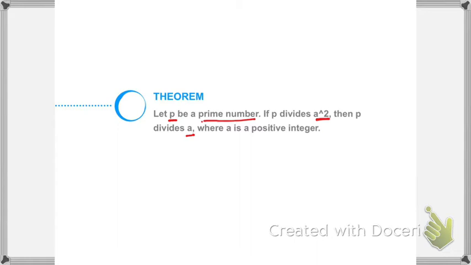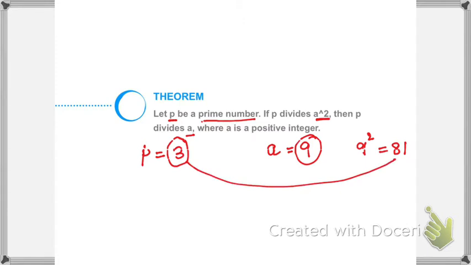Assuming p is equal to 3 and a is equal to 9. It is given that p is a prime number, and of course 3 is a prime number. If p divides a square, what will be a square? 9 square, which equals 81. If p divides 81, or 9 square, then p divides a.